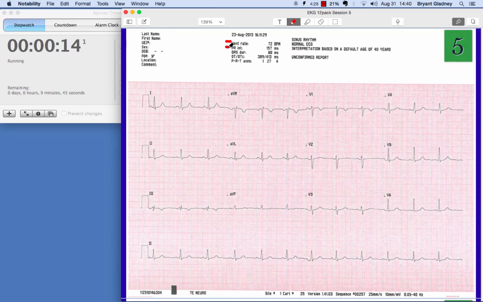The PRI is within the range. The QRS is less than 120. QTC is less than 450. Again, there is no bundle branch block in V1, so nothing to worry about there. And that's it.